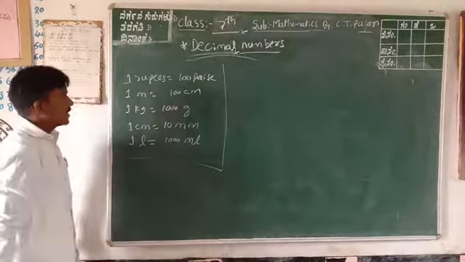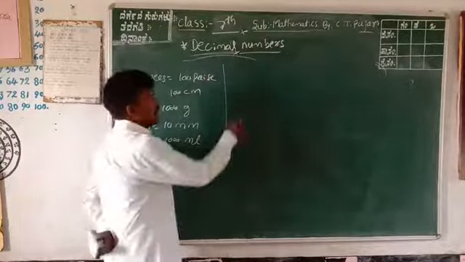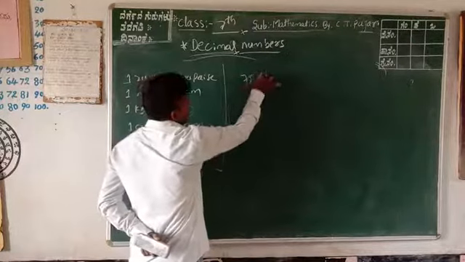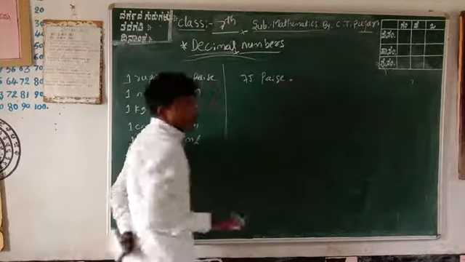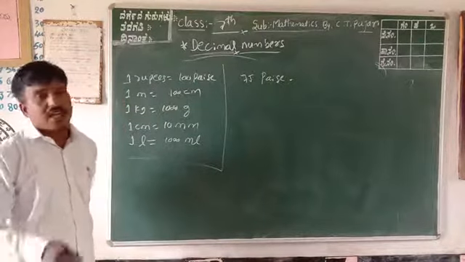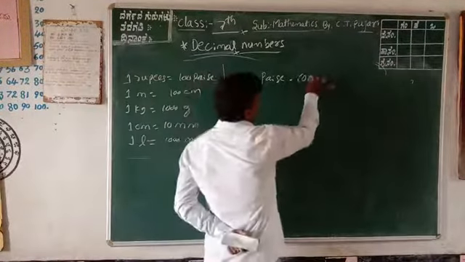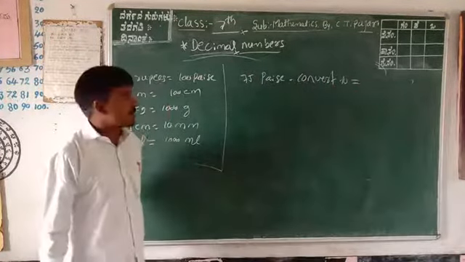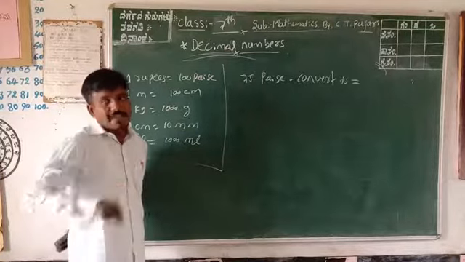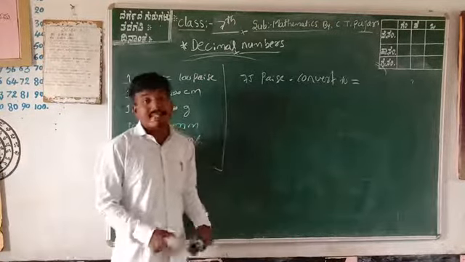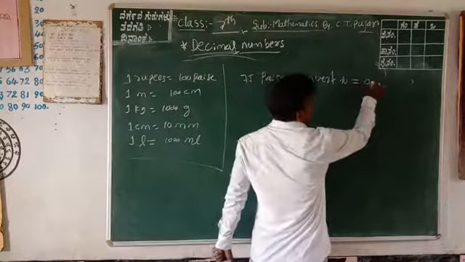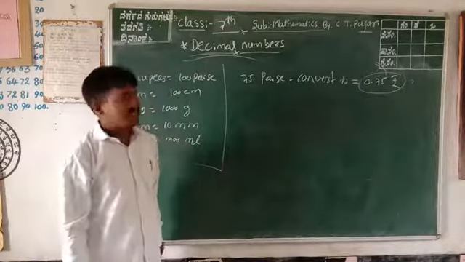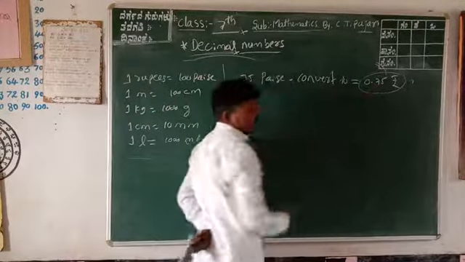These are all very important units. Next, 1 rupee and 75 paisa. You can convert 75 paisa to rupees. How many rupees? 1 rupee and 75 paisa is 1.75 rupees. That is a decimal number. You can use decimal numbers.